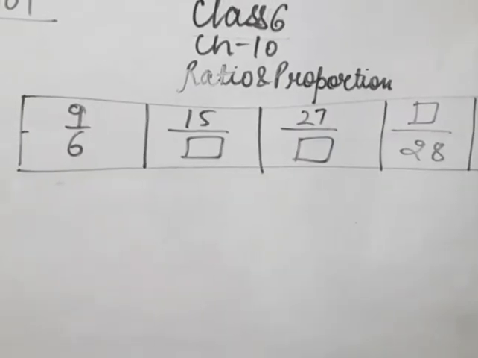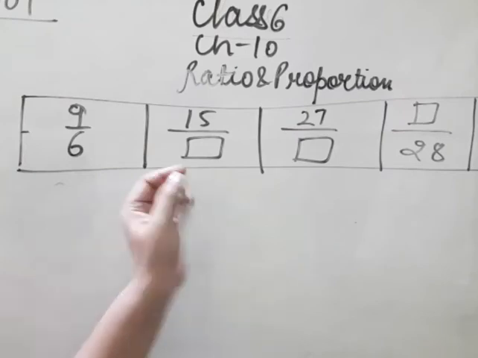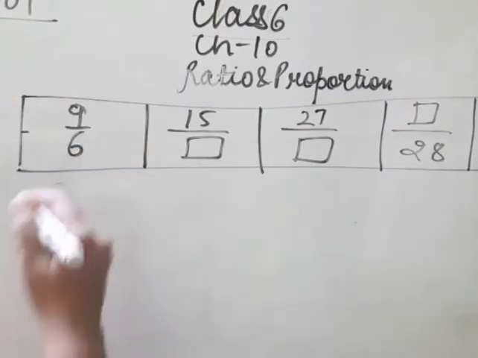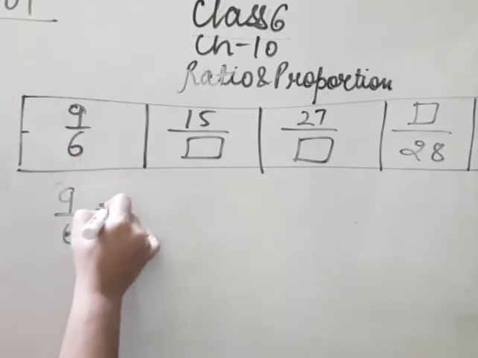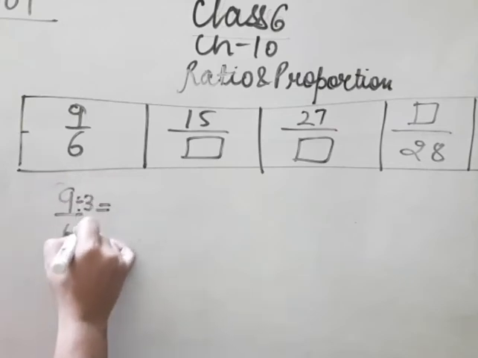Now look at question number 5. Complete the following table with equivalent ratios. आपको इस टेबल को कंप्लीट करना है और जो रेशियोज आएंगी वो इक्विवेलेंट होंगी. तो सबसे पहले 9/6 देखो. अगर आप 9/6 को ध्यान से देखोगे तो ये फर्दर कट हो सकता है. आप इसे 3 के टेबल से डिवाइड कर सकते हो.